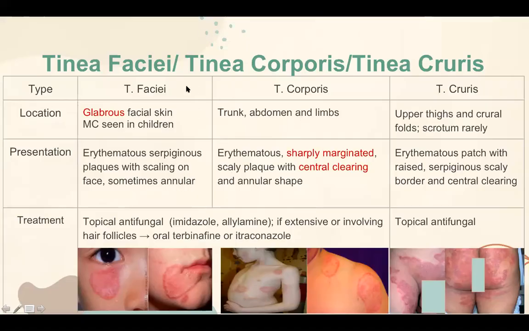Okay, so as you can see, the first difference is the presentation. So tinea faciei tends to present more on facial skin, and it has an erythematous scaling kind of rash compared to tinea corporis, which does not affect the face. It's usually on the trunk, abdomen, and limbs. And it has a sharply marginated kind of plaque as opposed to the wavy margin of faciei, and with a central clearing characteristic appearance.